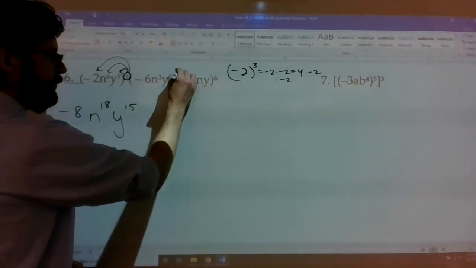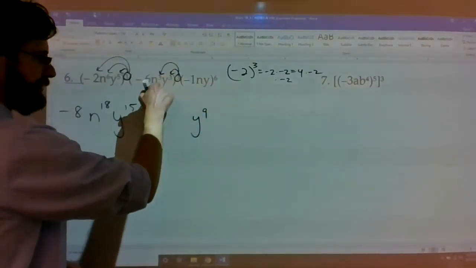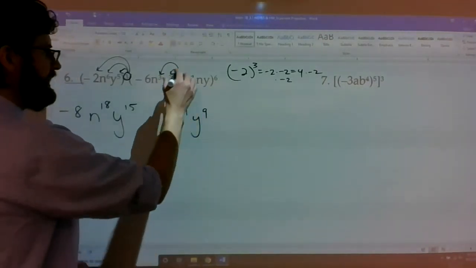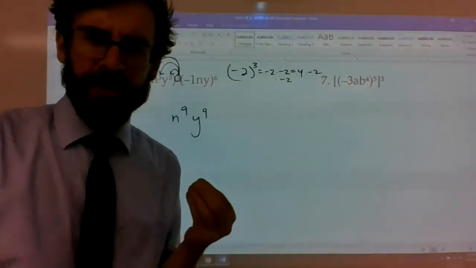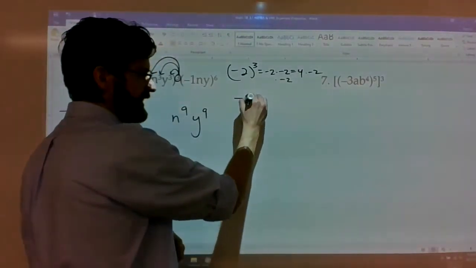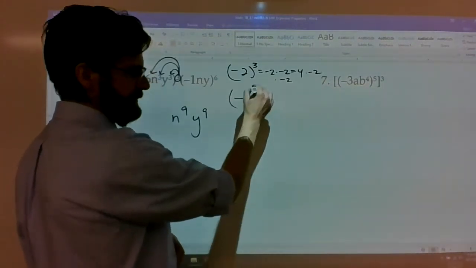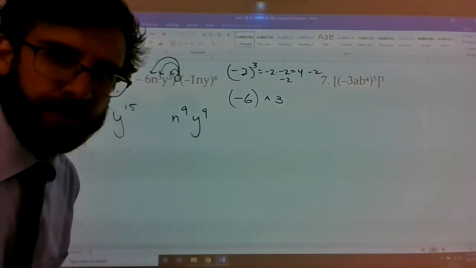This next one would be y to the 3 times 3, y to the 9, n to the 3 times 3, n to the 9. Negative 6 to the 3 power. You know, this might be a good time to bust out the calculator, where you do negative 6 and then hit the caret button. Make sure this is in parentheses, by the way. Put a 3 down. It should give you negative 216.